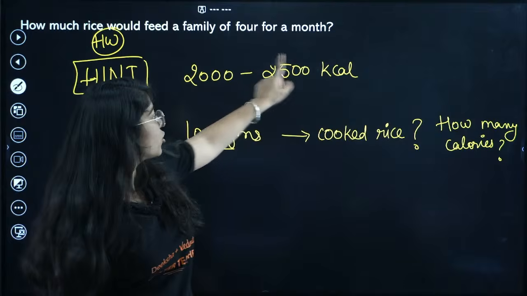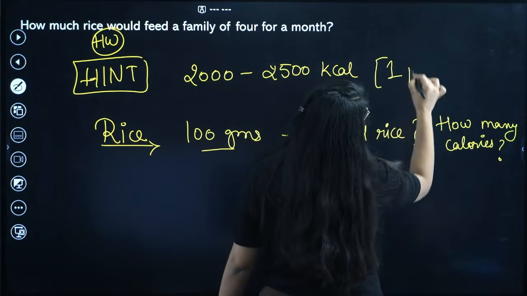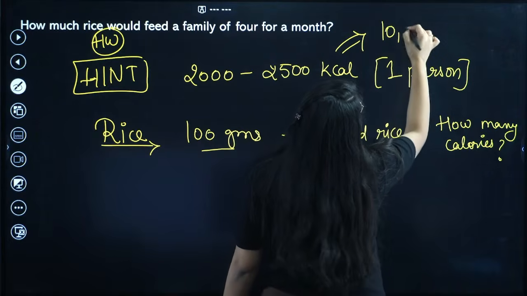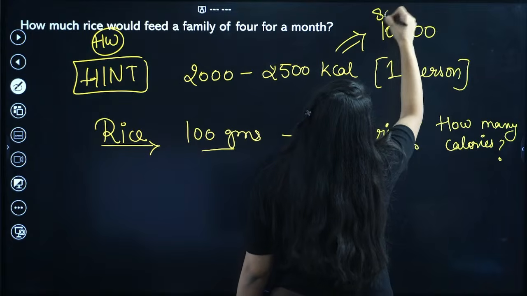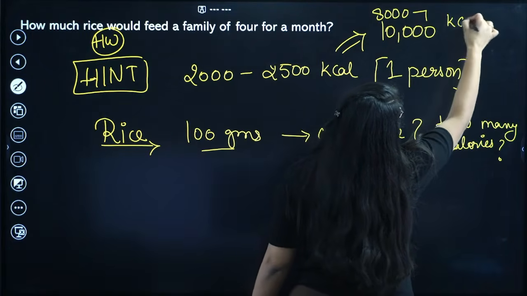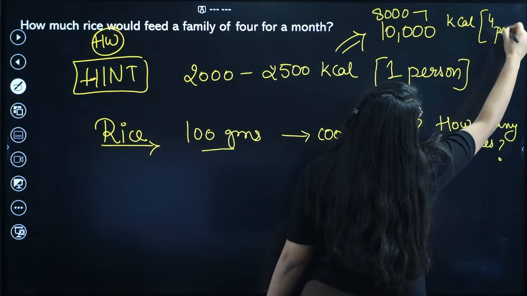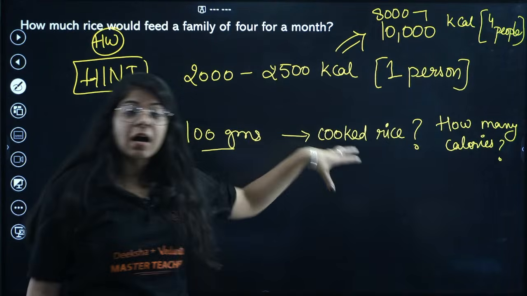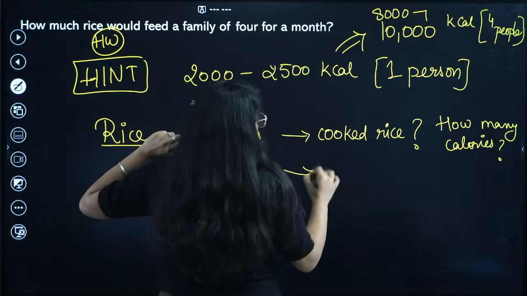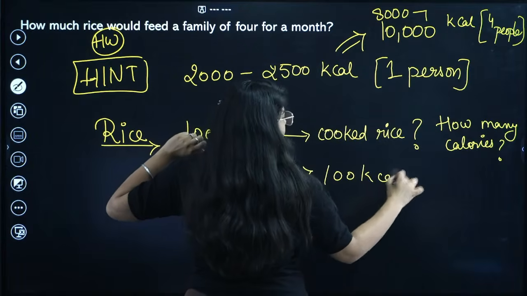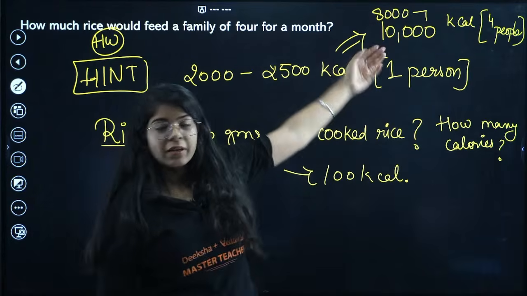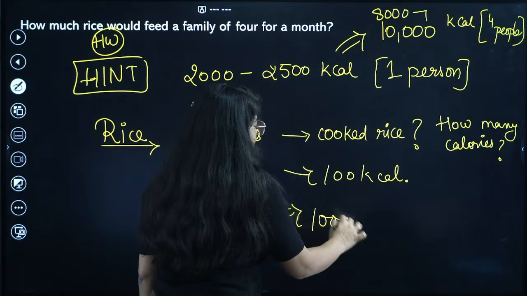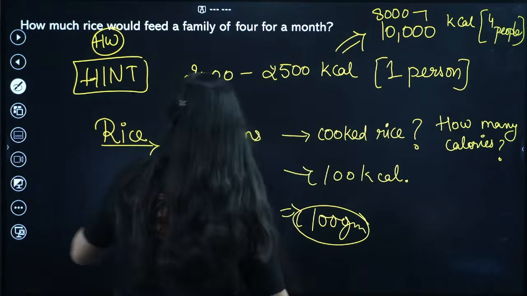And then we need 2000 to 2500 for one person. For one person. That means we need 8,000 to 10,000 kilocalories for 4 people, right? So if 100 grams of rice has, let's say, 100 kilocalories, I'll just divide these two. 10,000 by 100. We get 1,000. That means 1,000 grams of rice a family will need to survive.